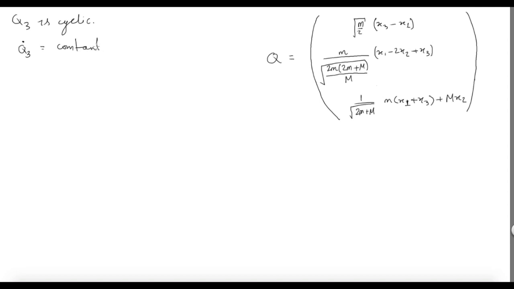That also we have talked about several times, which means that this quantity here, if I take the time derivative of this, would be a constant. Since this is a constant, I will absorb it into the constant on the right hand side in this equation, and I get the condition that d over dt of m x1 plus x3 plus capital M x2, the time derivative of this entire thing, is 0. It's constant, as I said.